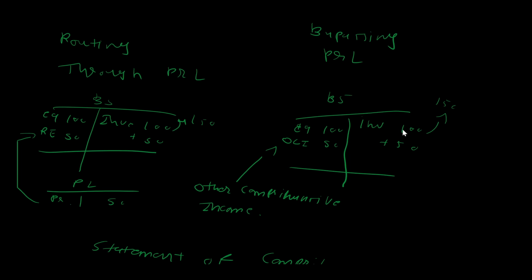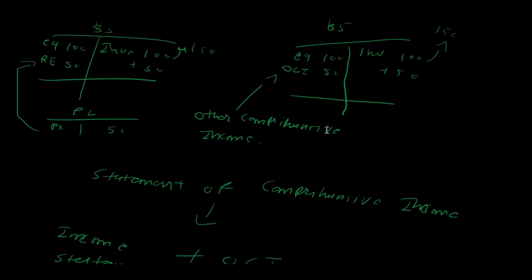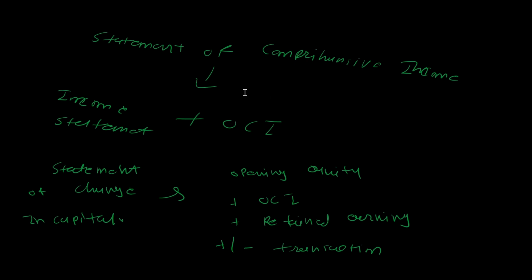In bypassing the P&L, for example, your investment grows to 150, you directly show the 50 in OCI, or other comprehensive income, of rupees 50. You don't make any entry in P&L. You bypass the P&L. So equity includes OCI, share capital, and retained earnings, the three of these.